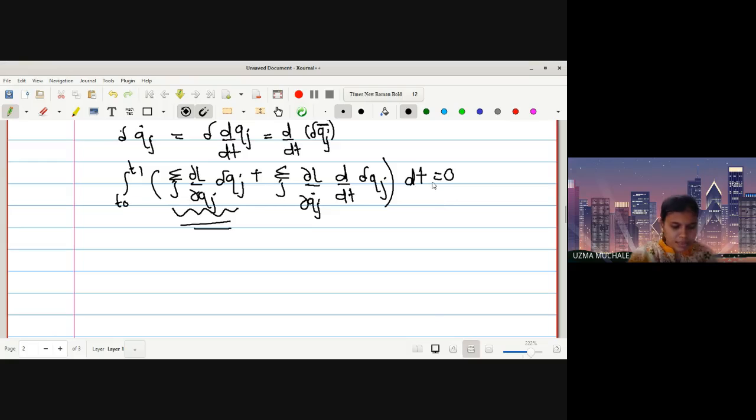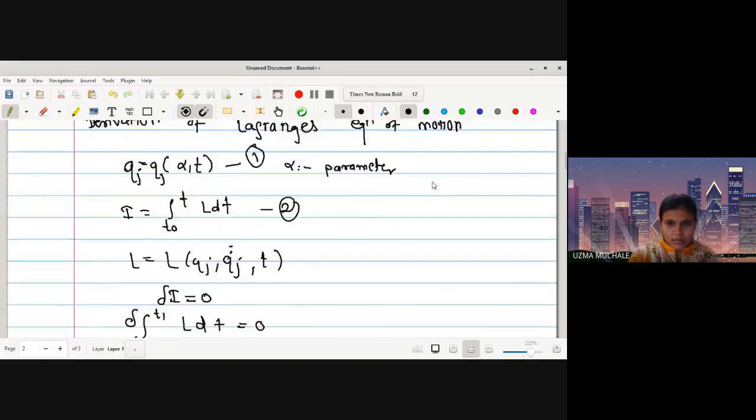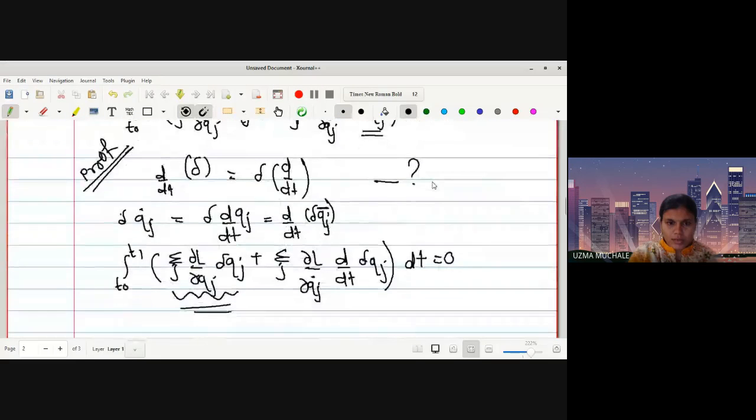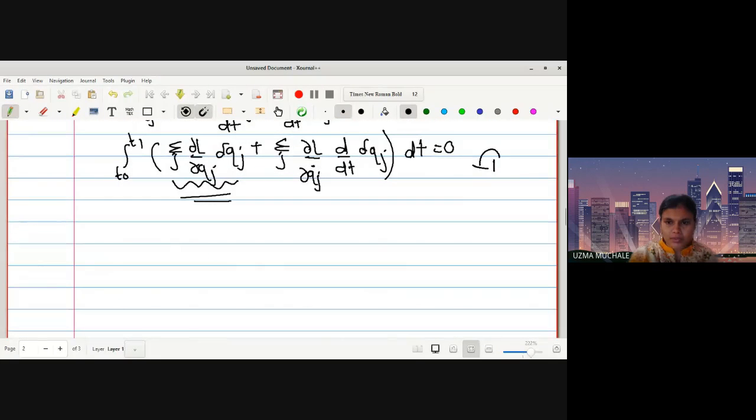Let me name this as some equation number. Actually, no number is given, so let me name it equation 1. In this equation 1, we cannot do anything for this term. We don't know anything. So let me apply the integration for the second term. Let me consider integration T0 to T1, summation over j, dou L by dou Qj dot into d by dt of delta Qj into dt.